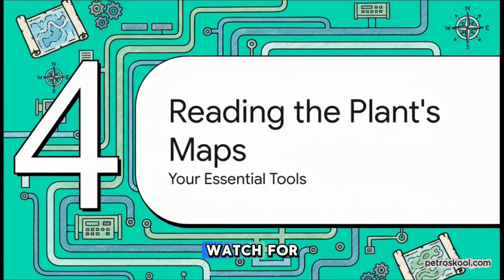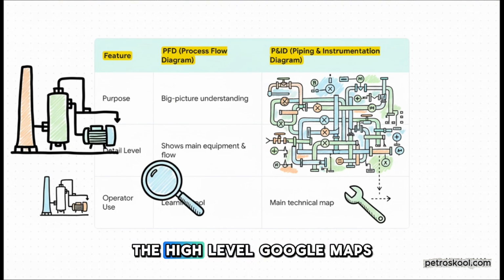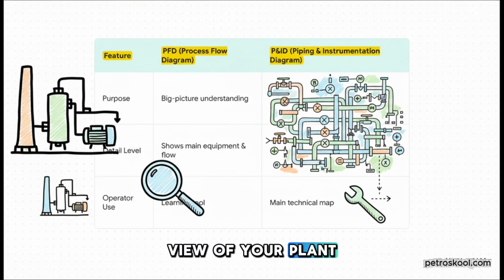So you know what to watch for. But when you see something happening, how do you know where to go or what to adjust? Well, you can't navigate a complex plant without a map. And as an operator, you're going to rely on two essential ones. On one hand, you have the PFD, or process flow diagram. Think of this as the high-level Google Maps view of your plant. It's perfect for learning how the major pieces of equipment connect.